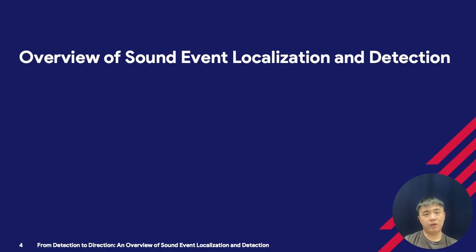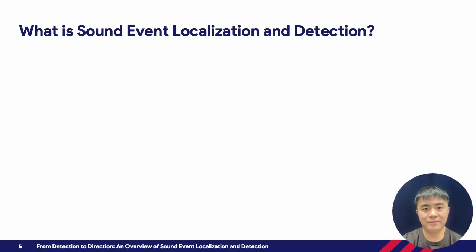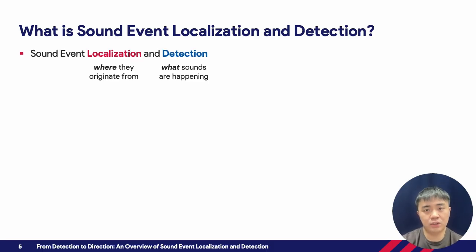Alright, let's begin with our first section, which is an overview of sound event localization and detection. So what exactly is SELD? Now, as the name suggests, it comprises two core actions: sound event localization, to determine where the sounds are coming from, and sound event detection, to identify what exactly is making that sound. Now, SELD performs this joint task, or both at the same time.